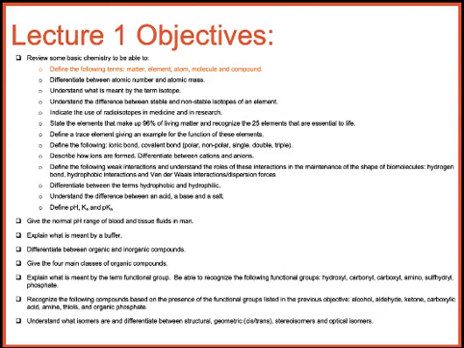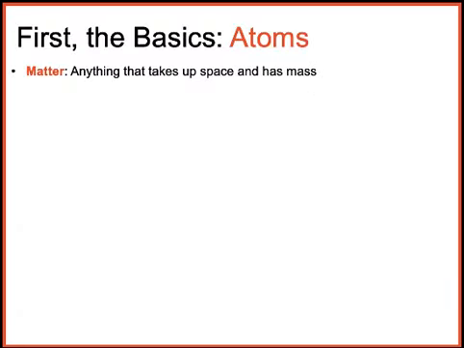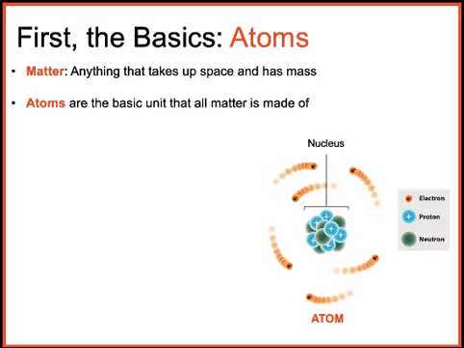Okay, so this big list of objectives that we need to get through. The first one is define matter, elements, atoms, molecules, and compounds. So first, the basics, atoms. Let's talk about matter first. Anything that takes up space and has mass is called matter. All organisms are made up of matter. Atoms, on the other hand, are the basic units that all matter is made of.